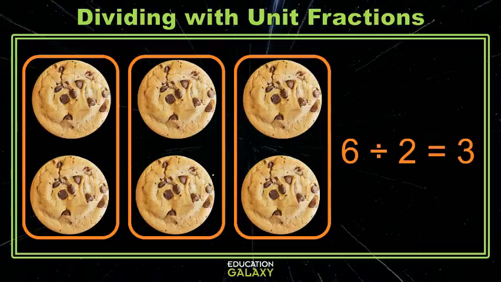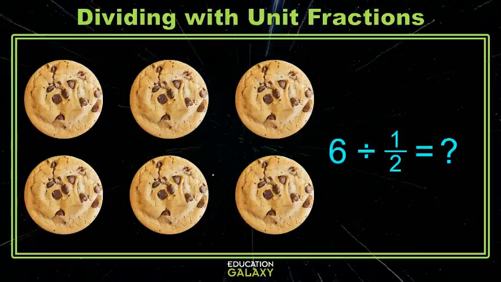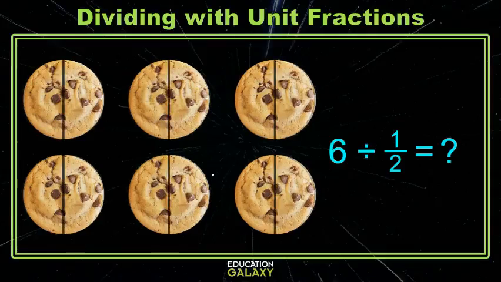But what happens if I have these 6 cookies and I want to divide them into halves? How many halves are in 6? Well, let's break these cookies into halves and count. 1, 2, 3, 4, 5, 6, 7, 8, 9, 10, 11, 12. We have 12 halves in 6 cookies.